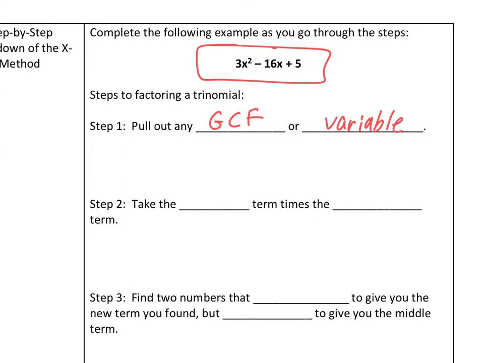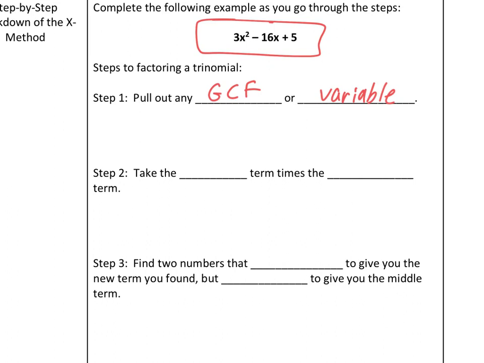So always, always, always start with that. Looking at this example that we're going to walk through, do 3x squared, negative 16x, and 5 have anything in common? No. So we're good to go. We don't have to pull out a GCF on that step. We'll skip it.